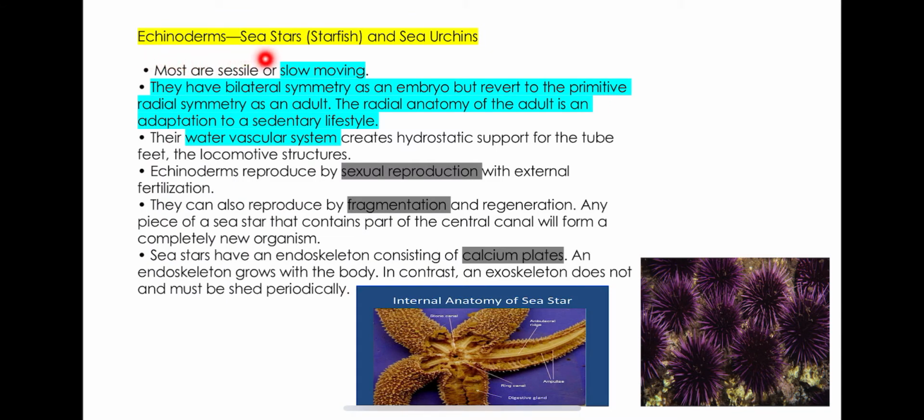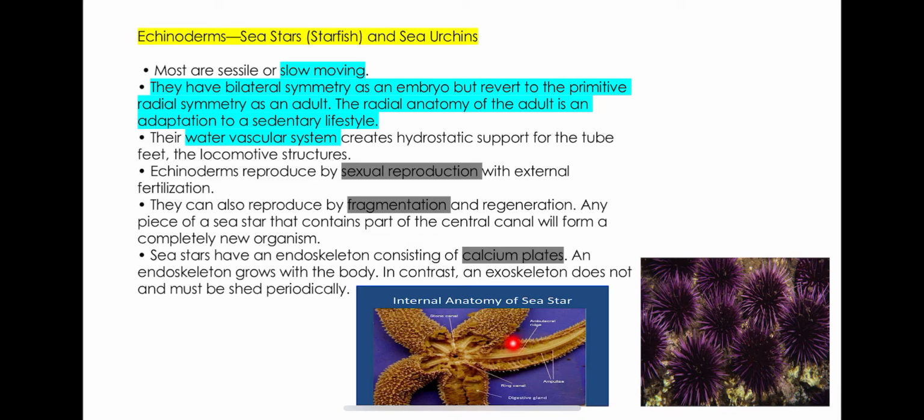After that, echinoderms like sea stars and sea urchins. Most of them are slow-moving organisms or sessile. They can't move. They have bilateral symmetry during only one stage of embryonic development. When they are embryos, they have bilateral symmetry. But the adult individuals, look at this symmetry of the adult sea star.